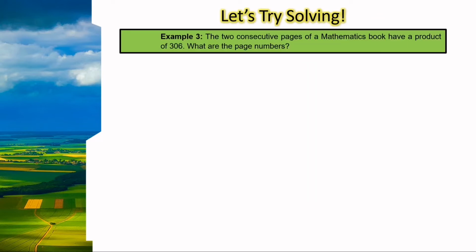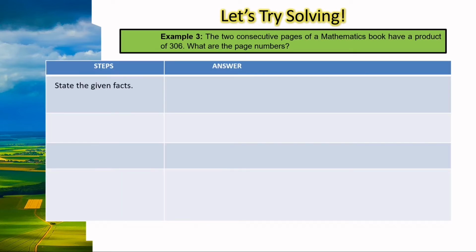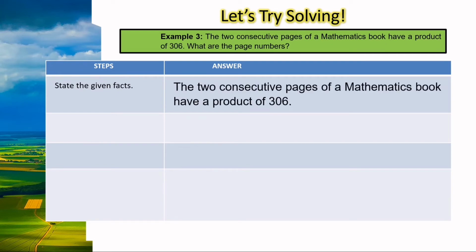So let us now solve it. What's the first step? State the given facts. So the 2 consecutive pages of a mathematics book have a product of 306. What are the given? Those are the given facts. Now, what is asked to find? Ano ba yung hinahanap natin? So we are looking for the 2 consecutive pages of a mathematics book.